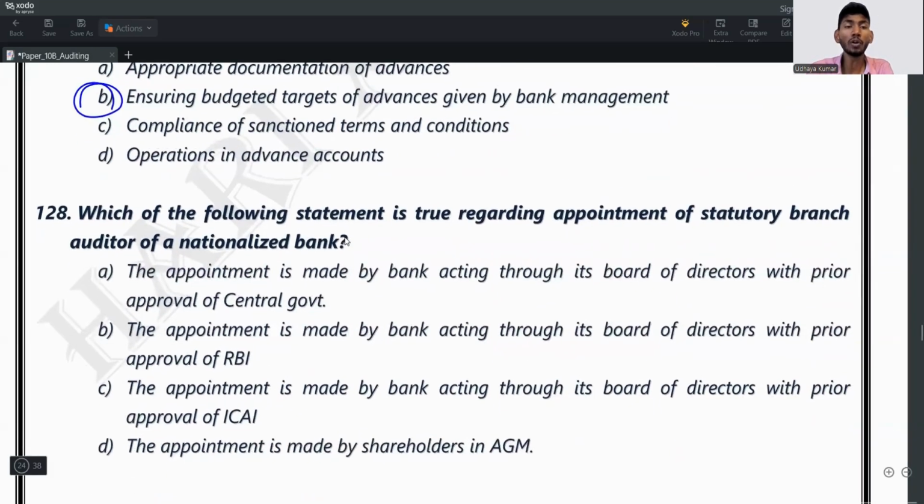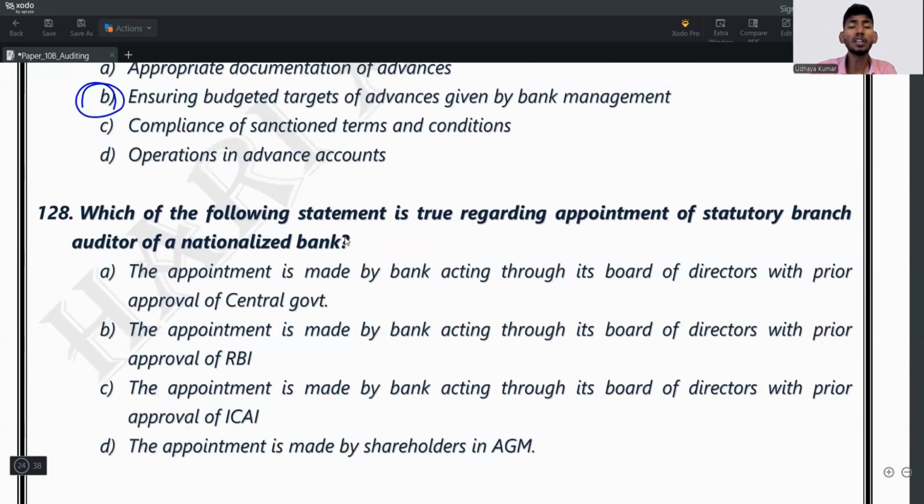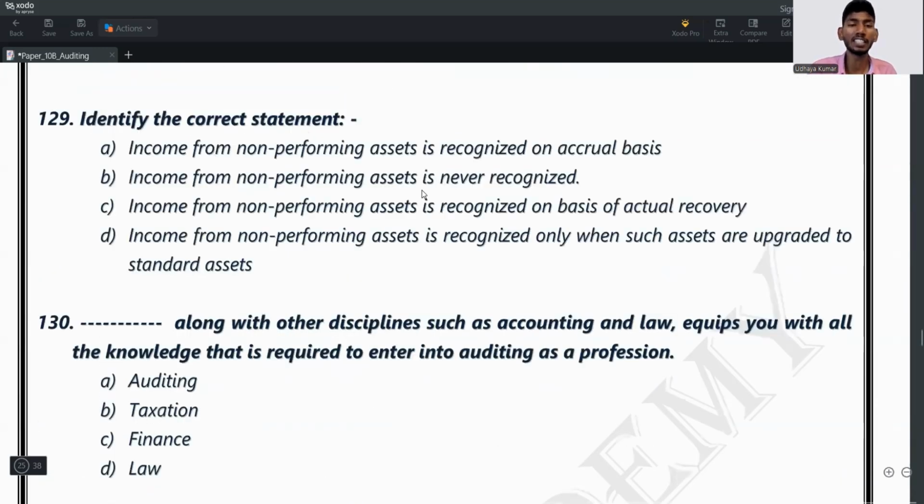So moving to question number 128. Which of the following statements is true regarding appointment of statutory branch auditor of a nationalized bank, which we have discussed? The appointment is made through the board of directors and with the prior approval of RBI, right? So you have to look for the board of directors and prior approval of RBI. The first option has board of directors, but prior approval of the central government, which is incorrect. Appointment is made by the bank acting through its board of directors with prior approval of RBI, which is right, right?